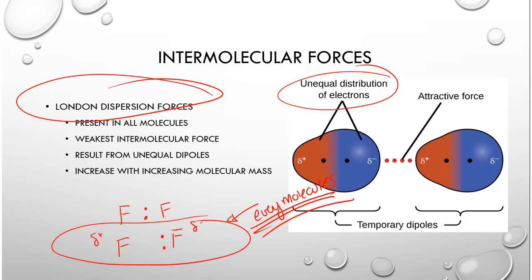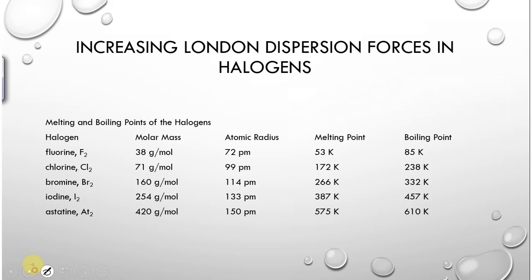And the only thing that can make a London dispersion force bigger is increasing the molar mass of that compound. It's like gravity. Earth is 7 times the size of the moon, and so its gravitational force is about 7 times bigger. The bigger you are, the stronger your force. That is really the basis for London dispersion forces.